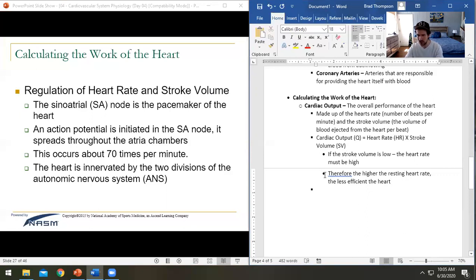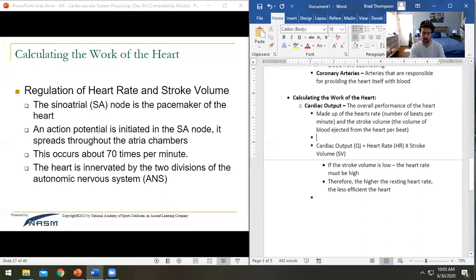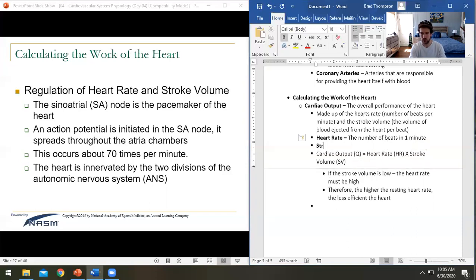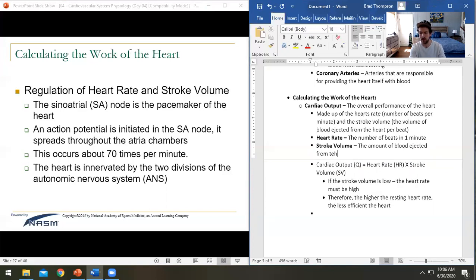And actually, you know what? Just for the sake of it, because I know we do have a new student here too, I am going to put these two definitions here. So heart rate is the number of beats in 1 minute. Stroke volume is going to be the amount of blood ejected from the heart. I should have put that up there earlier. I guess I kind of did, but yeah, let's give these definitions.